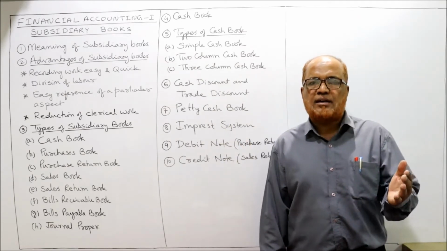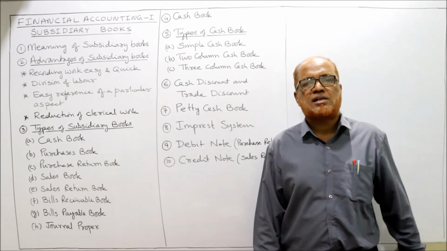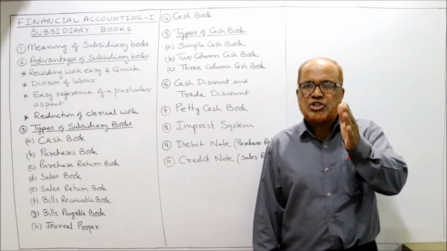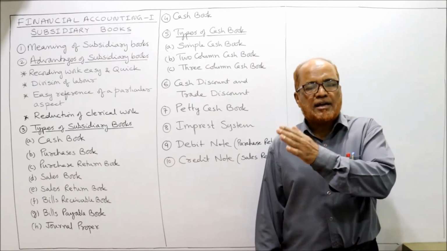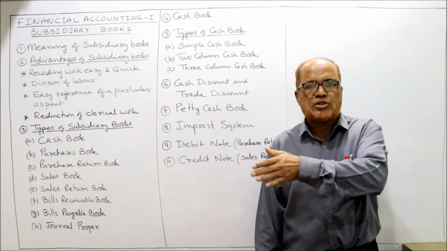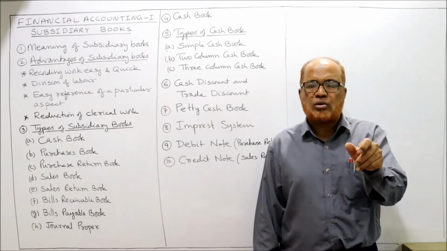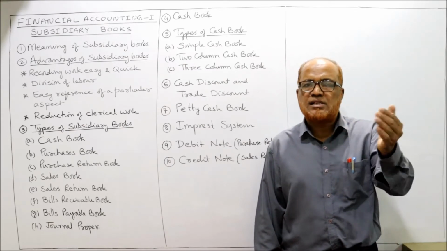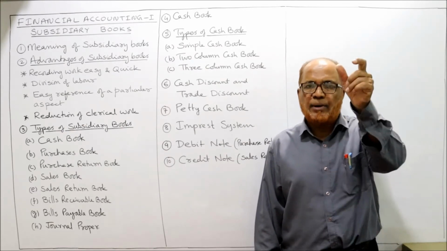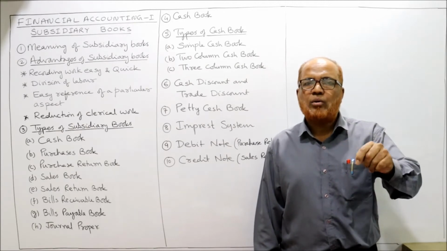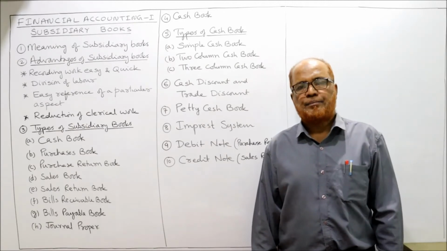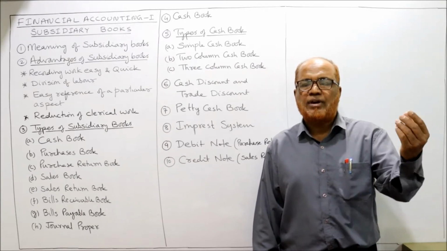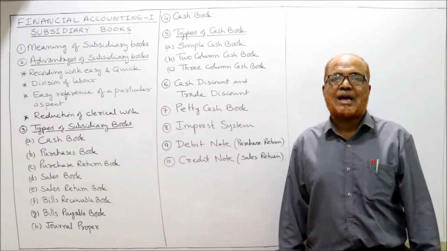Now on each side, debit side three columns, credit side three columns. The three columns are discount, cash, bank. Similarly, credit side also discount, cash, bank. Debit side discount column is discount allowed. Then debit side cash column for receipts of cash. Then debit side bank column, amount deposited in bank. That means whenever we deposit an amount in the bank, we record it on debit side of the cash book.